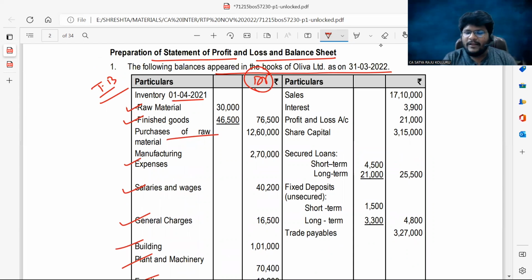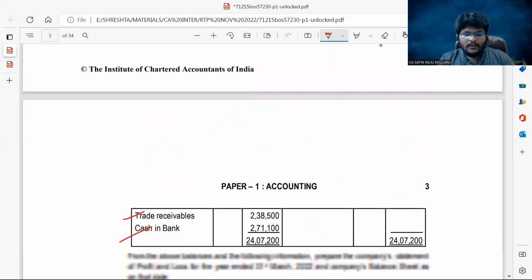Now, the trial balance was given in a different structure actually. So we can easily understand from the given information. Sales, this is all about credit balances, interest, P&L, share capital, loan, short-term, long-term, fixed deposits. Sir, fixed deposits are generally assets for any entity, but these are deposits taken from the public by the company. So that's why it was shown as a credit balance. You can also treat it as liabilities only, short term, long term, and trade payables are given.